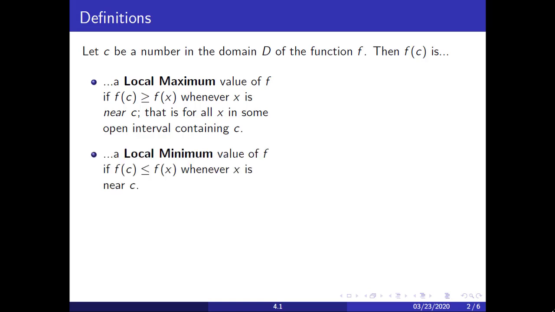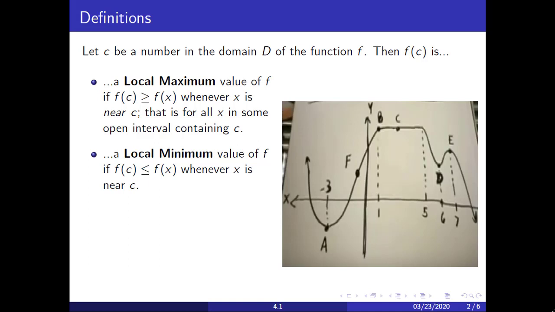Similarly, we say that f(c) is a local minimum value of f if f(c) is less than or equal to f(x) whenever x is near c. Now, as you saw in the last video, being a local maximum is not necessarily the same as being the greatest value the function attains.